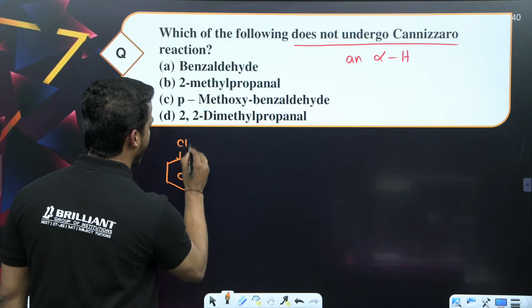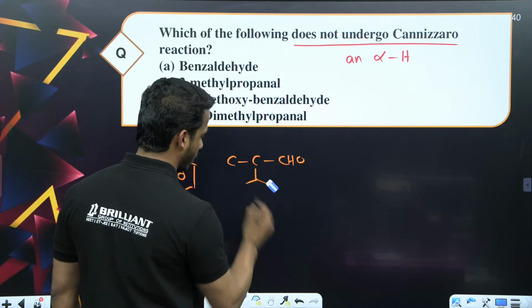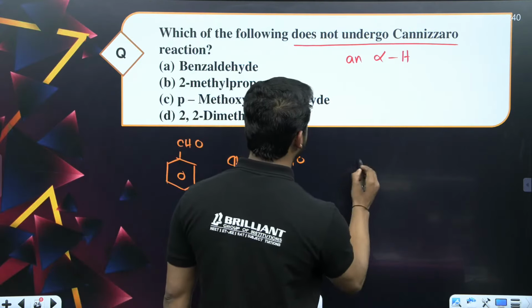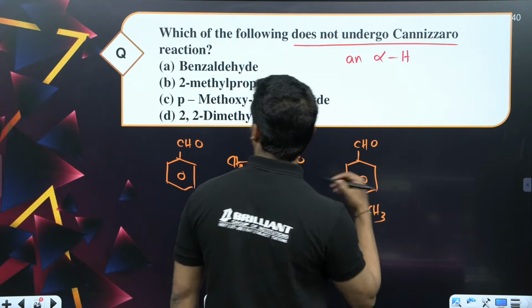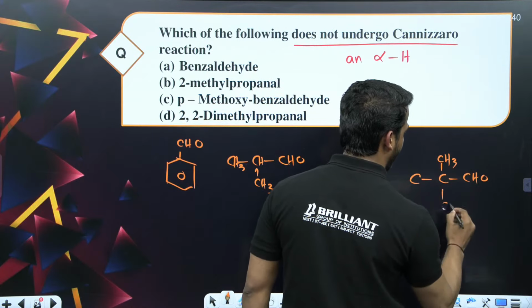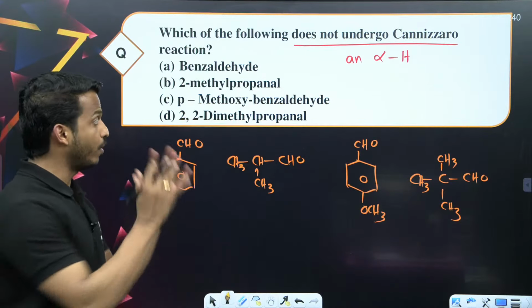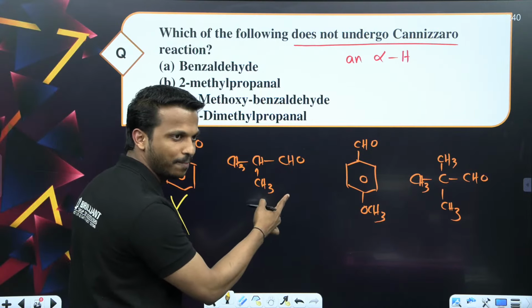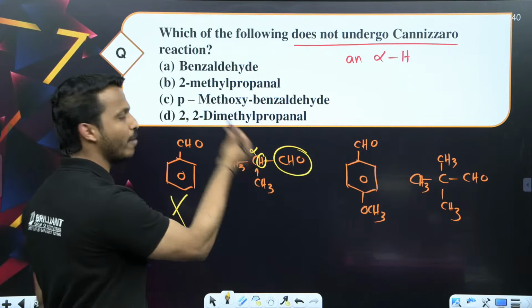This is benzaldehyde. This is 2-phenyl, 2-methyl propanal, and the other one is para-methoxybenzaldehyde, OCH3, and 2,2-dimethyl propanal. Tell me, dear all, which one contains an alpha hydrogen? Benzaldehyde has no alpha hydrogen. I think it's option B. Yes, option B. This is the alpha carbon, and that contains one alpha hydrogen.